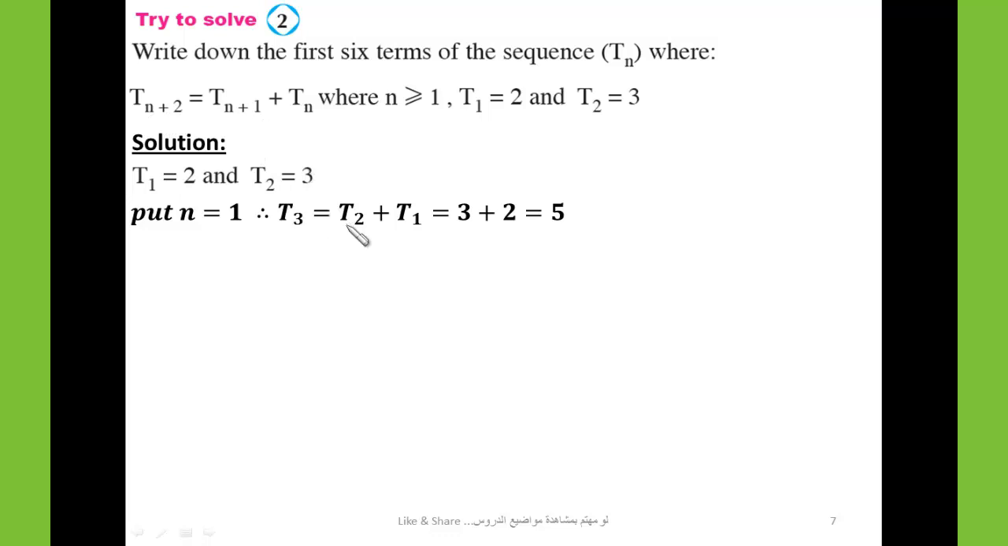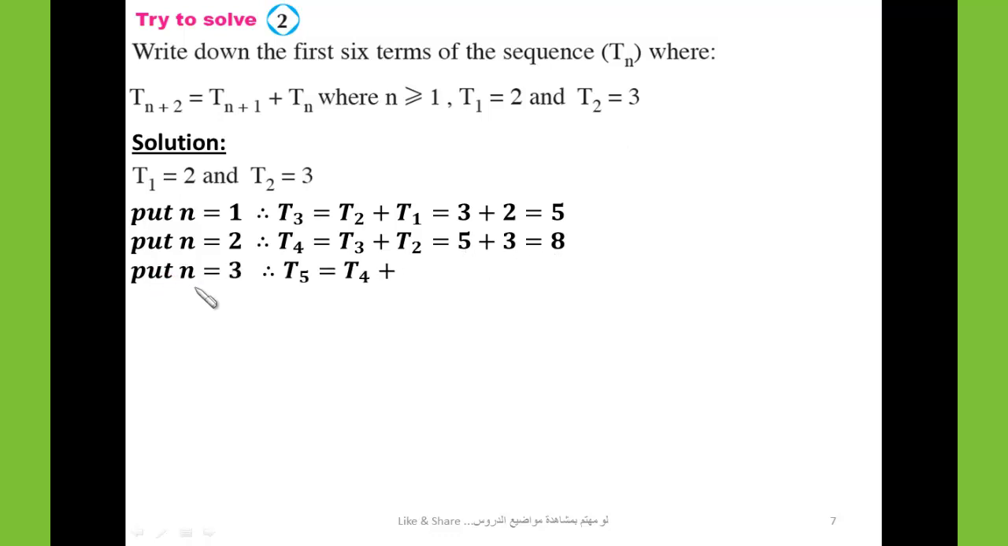Put n equals 1. You will get 1 plus 2 equals 3, 1 plus 1 equals 2, and we have T1. So T3 equals T2 plus T1. What is the value of T2? From the given, T2 equals 3. We substitute T1 equals 2. So 3 plus 2 equals 5. Now put n equals 2. 2 plus 2 equals 4, 2 plus 1 equals 3, so we get T4 equals T3 plus T2. The value of T3 is 5. The value of T2 is 3 from the given. So the result will be 8.